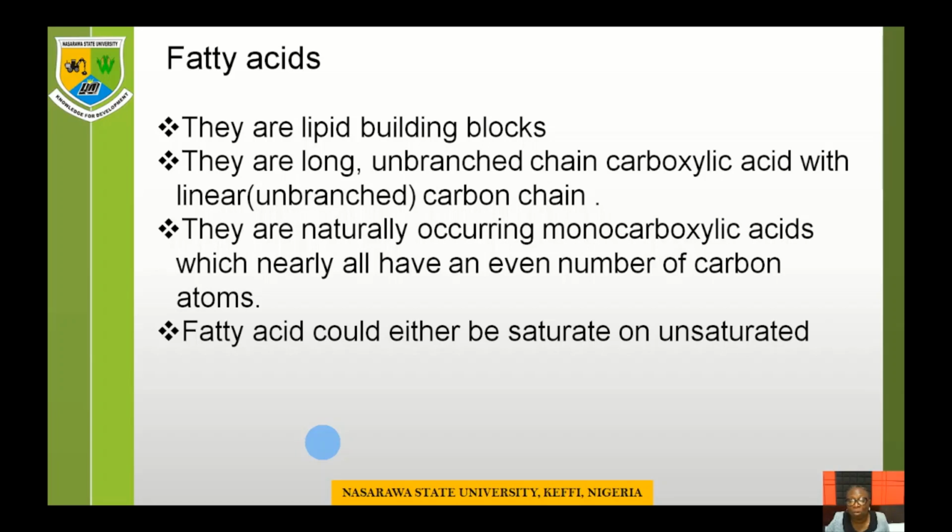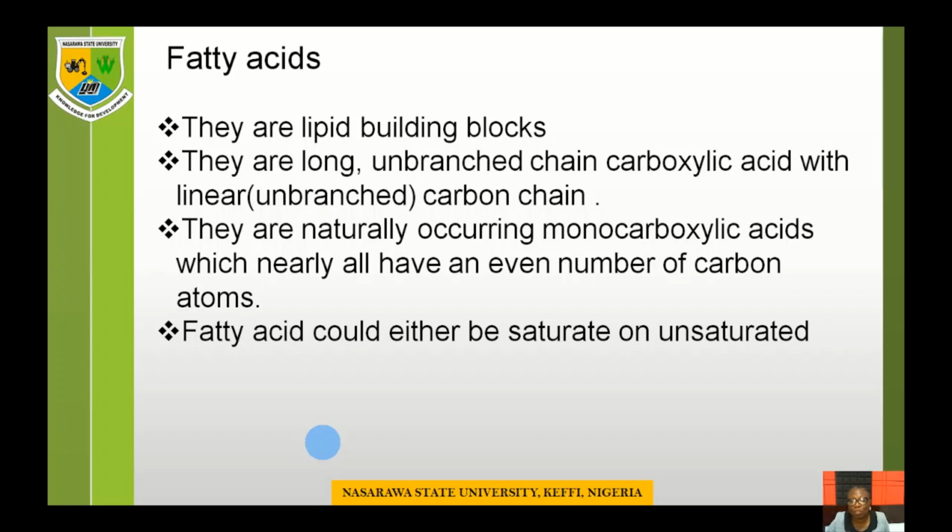Number 3, they are naturally occurring monocarboxylic acids which nearly all have an even number of carbon atoms. Most of them have even. There are some that have an odd number of carbons, but the majority of them have an even number of carbons. We are talking about 4 carbon, 6 carbon, 8 carbon, 10 carbon, 12 carbon, 14, 16, 18, and so forth. Not all, but the majority of them have an even number of carbons.